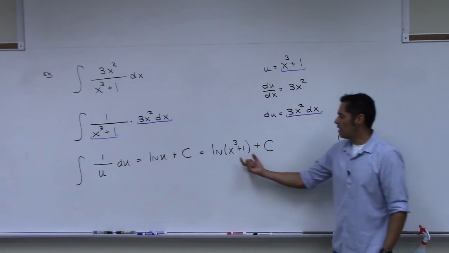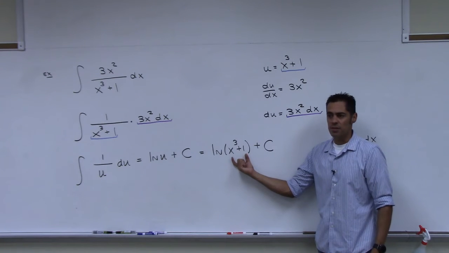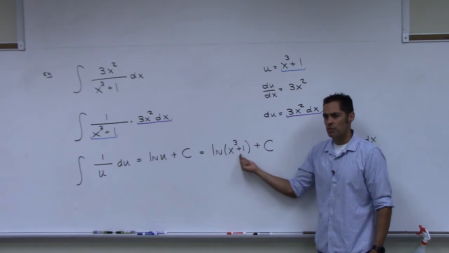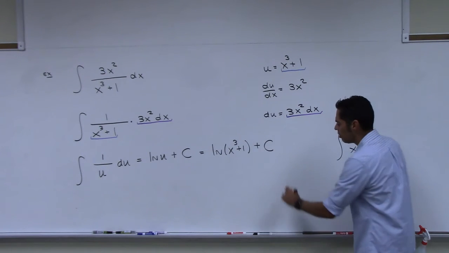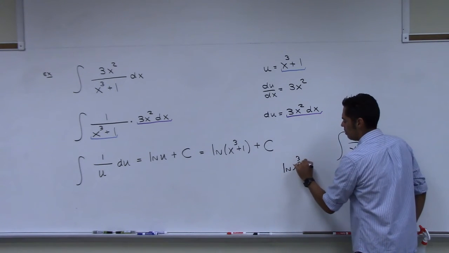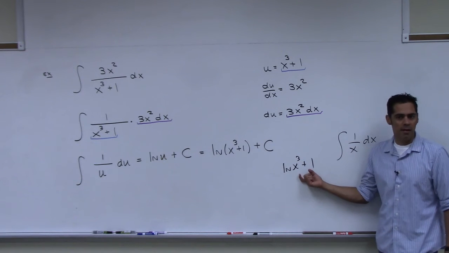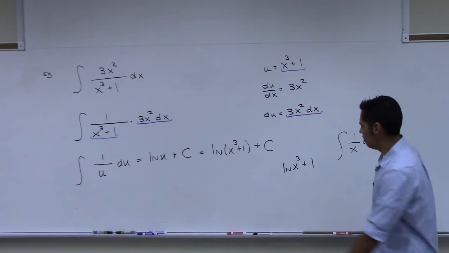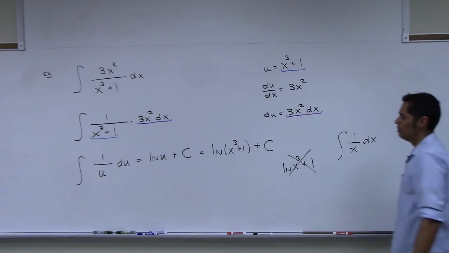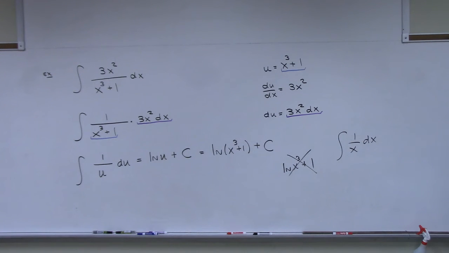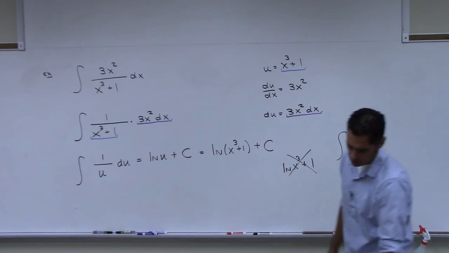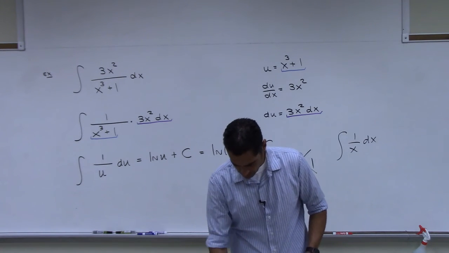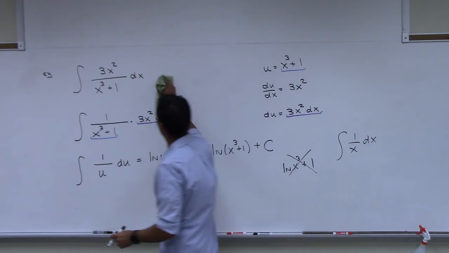You do have to put the x cubed plus 1 in parentheses, because all of this is going to be plugged into the natural log function. It would be incorrect to write that. That's not right. Okay? So, no. Okay, how about this one?